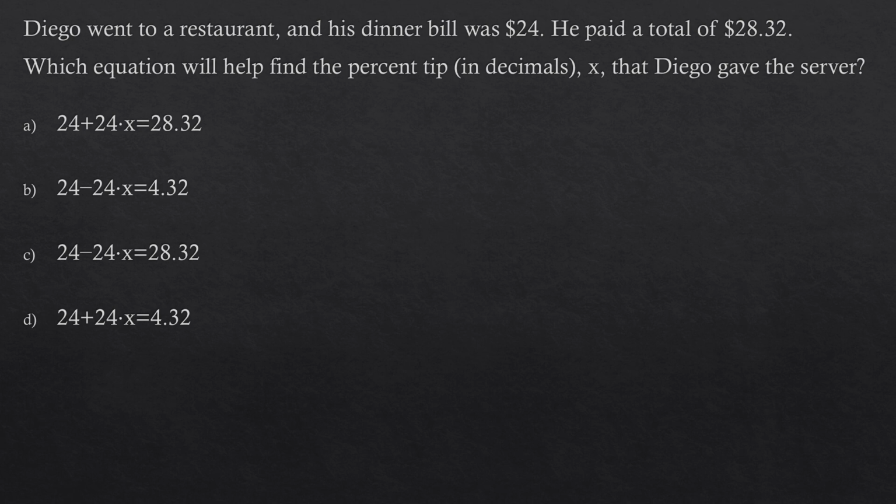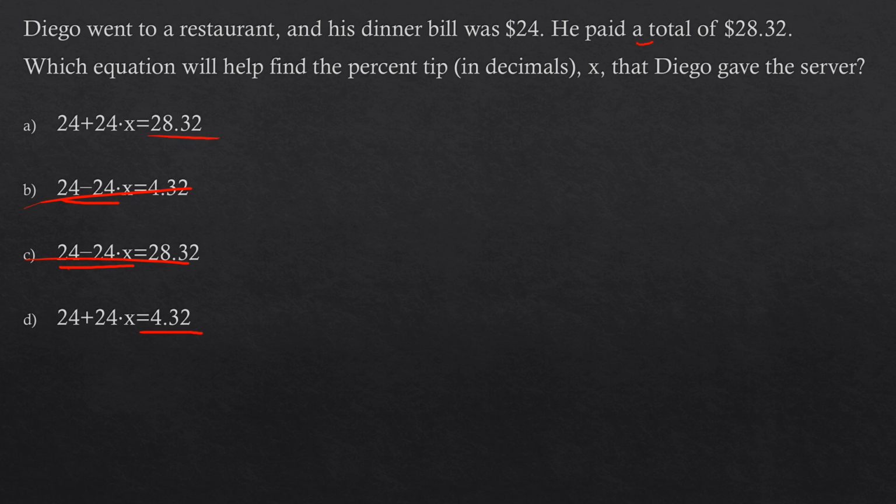So when I'm looking at these answer choices here, these with 24 minus, I'm going to cross out because I'm not subtracting, right? It's not a discount. I'm adding a tip to my total. The next thing I want to look at is what is on the right side of my equal sign. Here I see a 4.32 and here I see a 28.32, right?